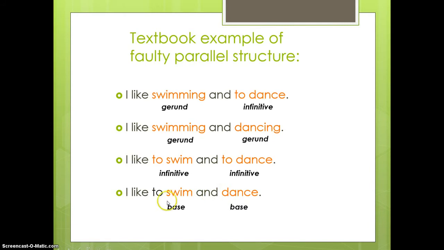Although this does have an additional meaning. This just means I like to swim and I like to dance. This can mean that, but it can also mean that swimming and dancing together as an activity, you like that. You like to swim and dance at the same time. So, take your choice. In any case, all three of these bottom options are now parallel.